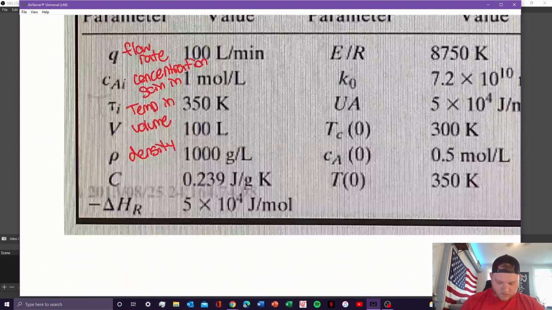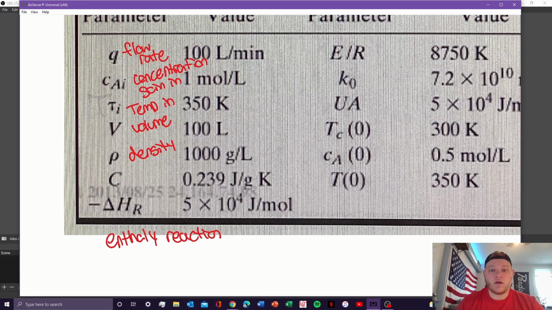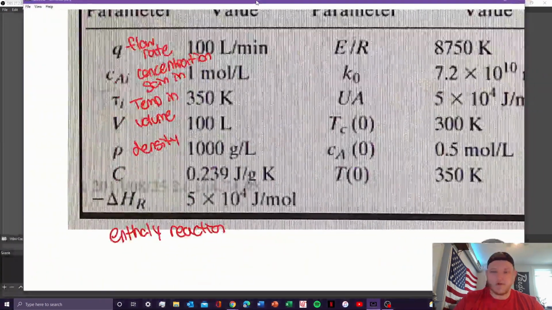This is the, what is big C? I remember. We'll come back to C once I remember. This is the enthalpy of the reaction. And we can see that it is negative because this is an exothermic reaction.